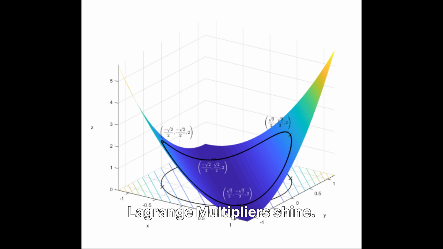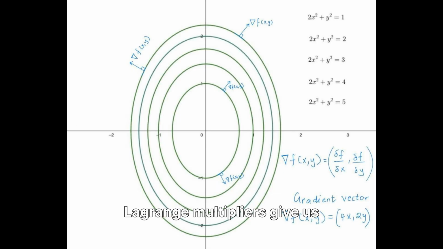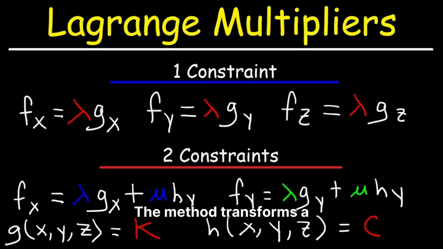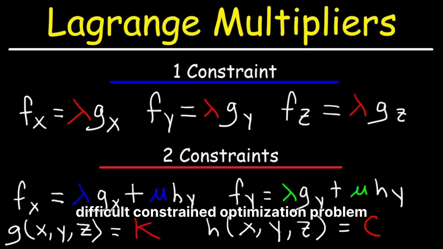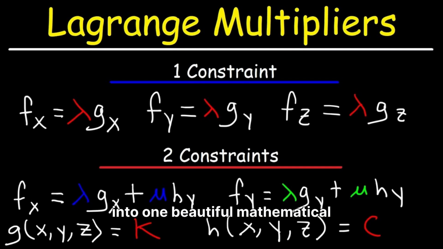And this is where Lagrange multipliers shine. Lagrange multipliers give us a smart, elegant strategy for solving these problems without brute force or trial and error. The method transforms a difficult constrained optimization problem into one beautiful mathematical condition. Make the gradients of the function and the constraint line up.